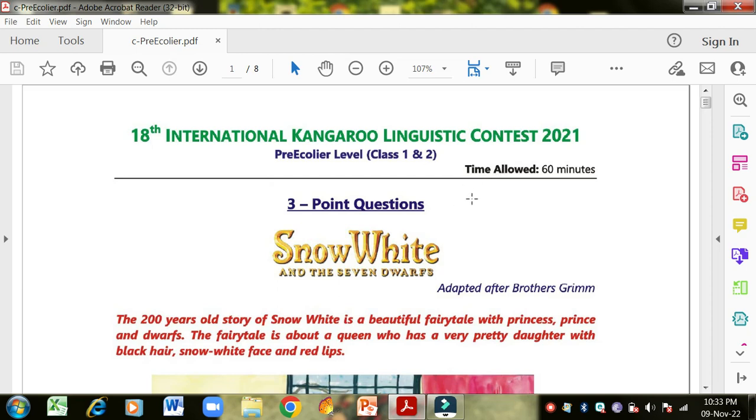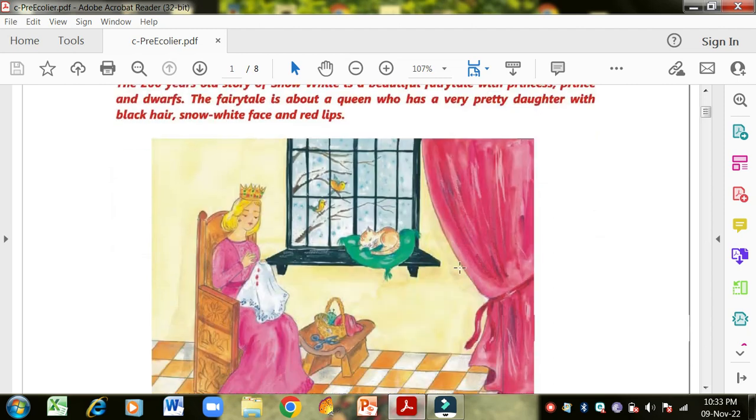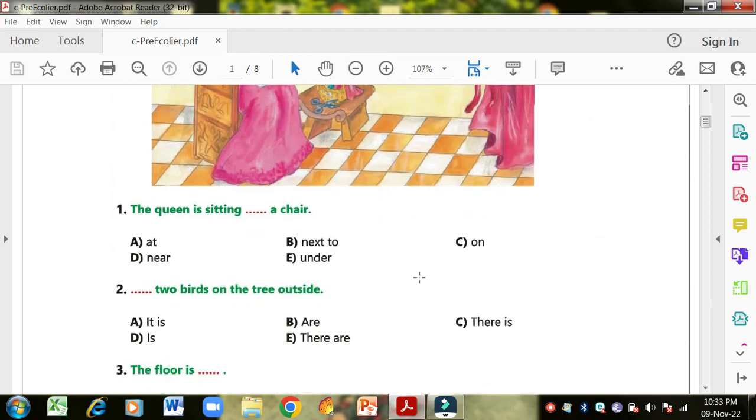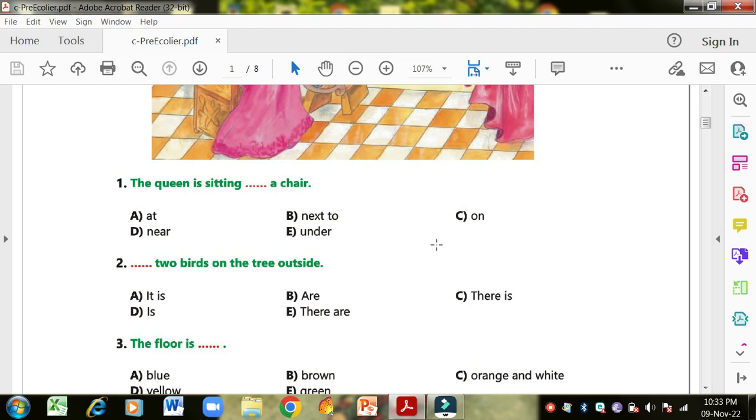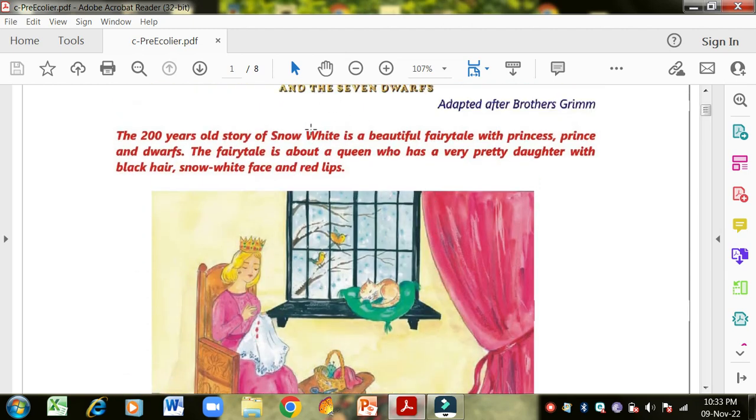So in this test you will be given a booklet and there will be a story inside. Last year we had the story of Snow White and the Seven Dwarfs. In the booklet, a story is there along with the pictures, and after the picture there are some MCQs. You have to choose the best answer from the given options, and these questions can be from the picture or from the story that is written at the top.